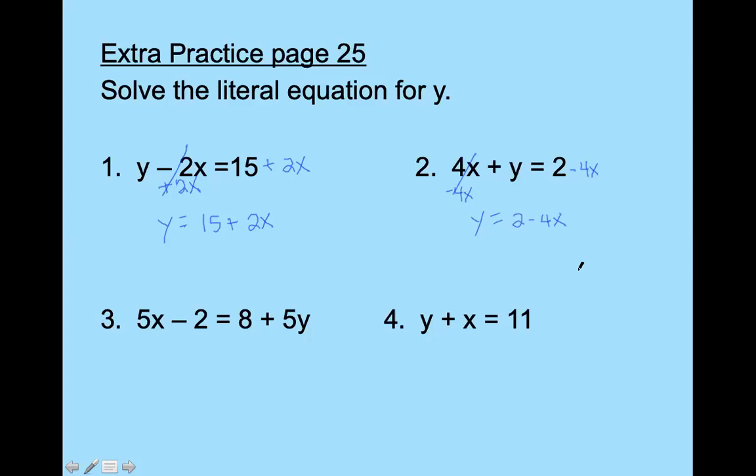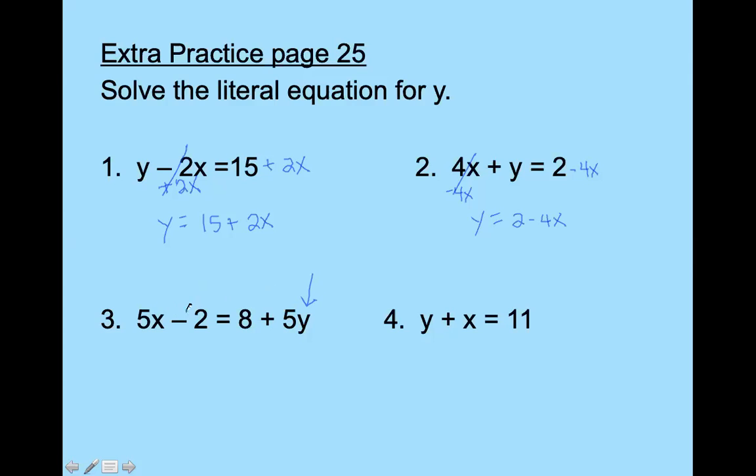And that's it. All right. This time we're solving for y again, but we have a lot of stuff going on. So my y is on this side. Since y is on the right, I'm going to leave it here, and I'm going to work to get all the other terms to the other side.